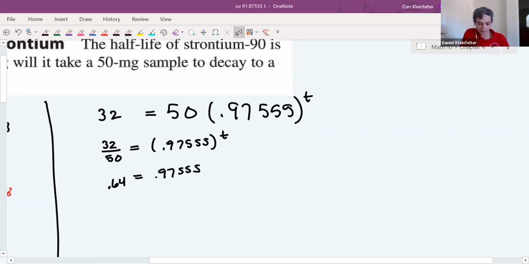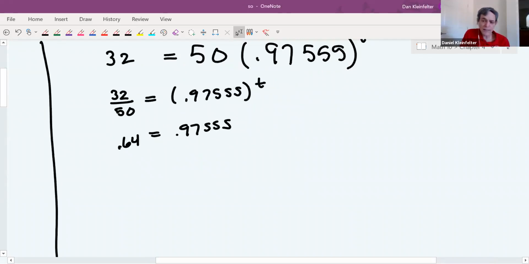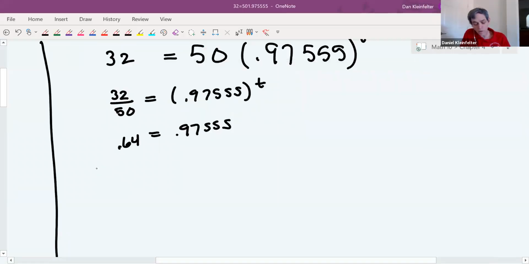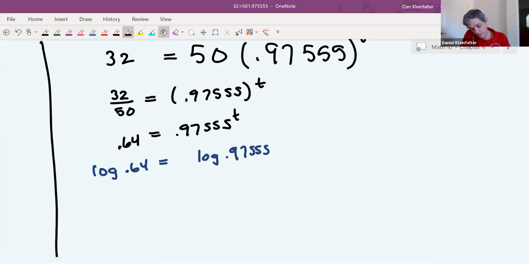Okay, now we're ready to take the logs of both sides. This time, just for fun, we can use the common logarithm. So let's do that. So we'll say log 0.64. I forgot the t. And that will be log 0.97555, and that was raised to the t power.